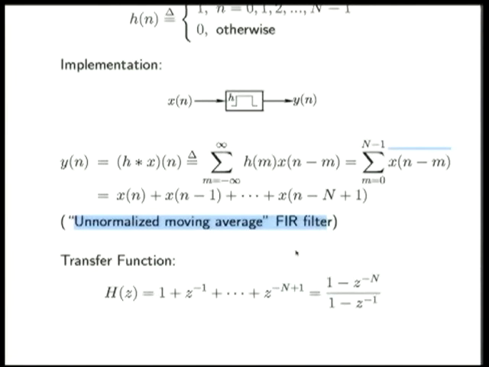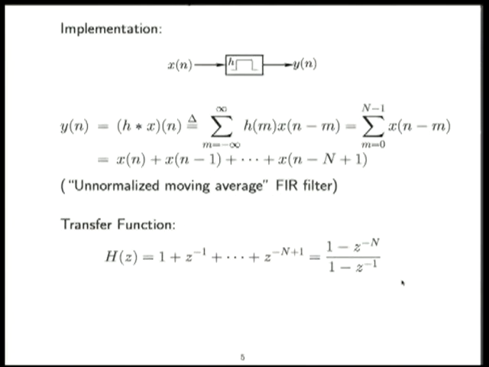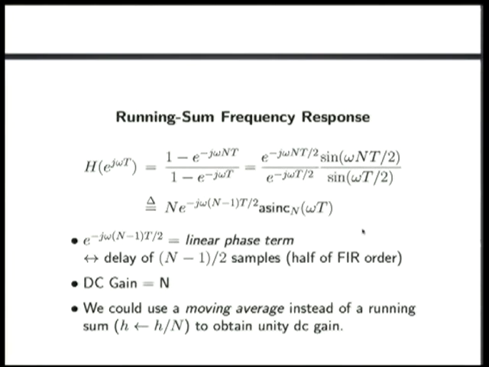And then the transfer function is easy to write down. You just replace delays by powers of z inverse and use the closed form expression for a sum of a geometric series, and you get 1 minus z to the minus N over 1 minus z inverse. So that's our closed form transfer function. And now we can specialize that to the unit circle and get the frequency response.